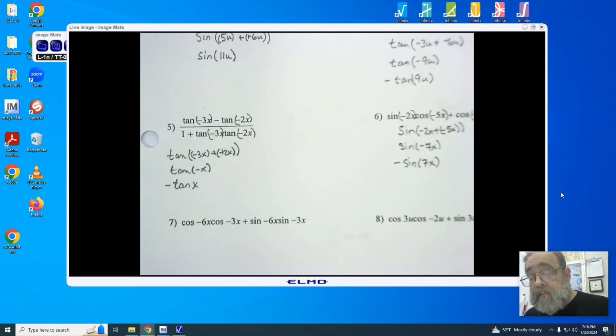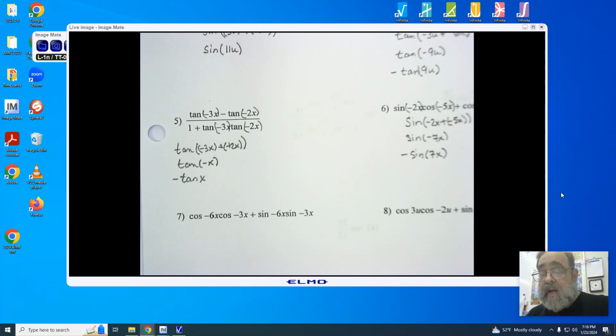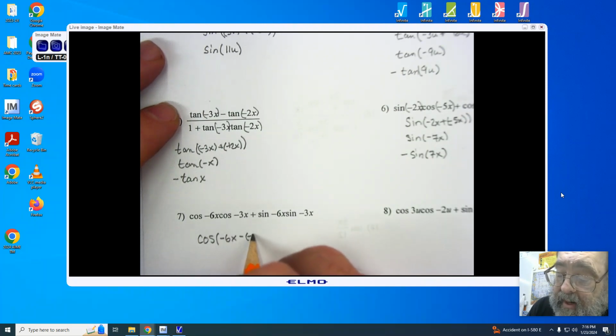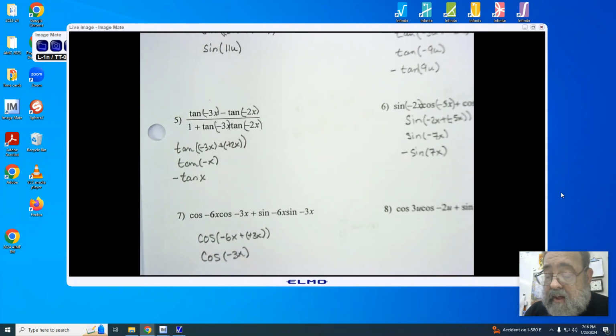Number 7, cosine cosine plus sine sine. I know that I'm dealing with a cosine of a difference, negative 6x minus negative 3x. The double negative will apply, and I'm looking at the cosine of negative 3x. Because cosine is an even function, the negative drops away, and I have the cosine of 3x as my answer.